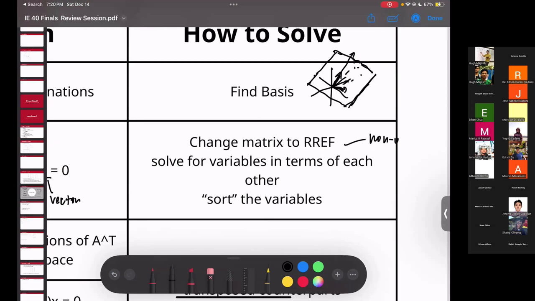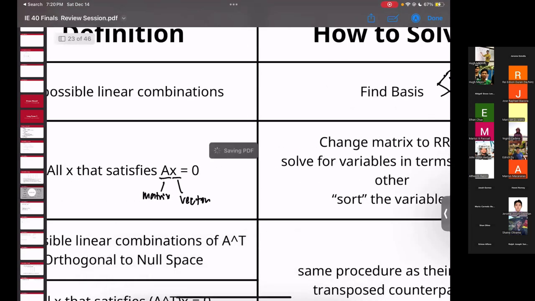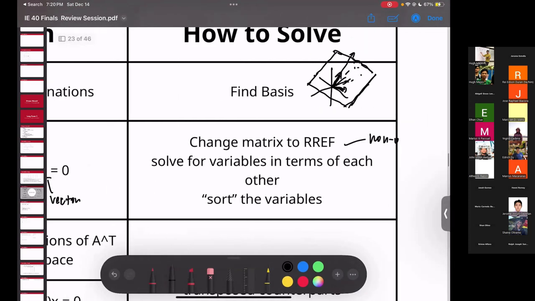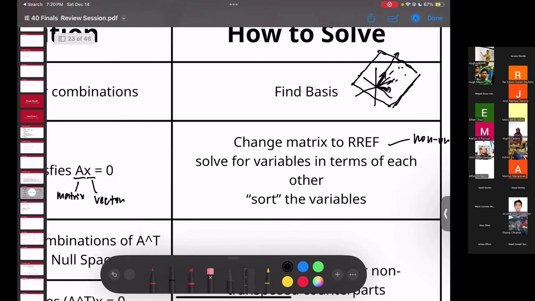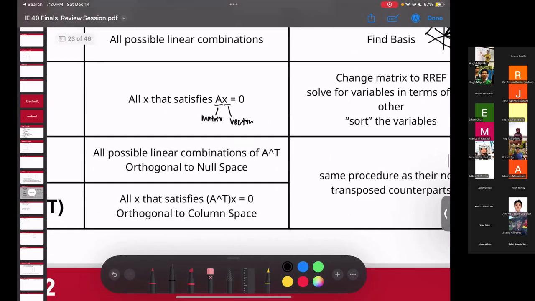Because of course, a vector space is a collection of many vectors. So all those vectors are possible answers to Ax equals 0. So you'll find out that it's non-unique. And then we want to solve for the variables in terms of each other, and then we can quote-unquote sort the variables. That's a bit vague, but we'll demonstrate this later when we answer the problem.